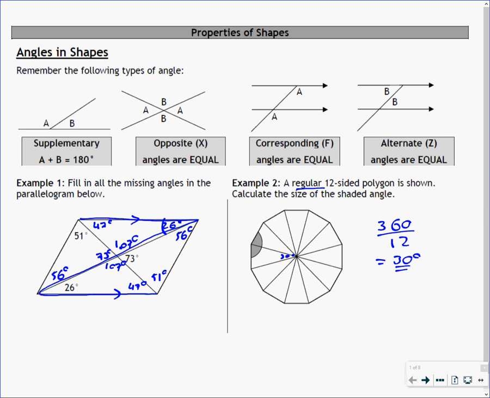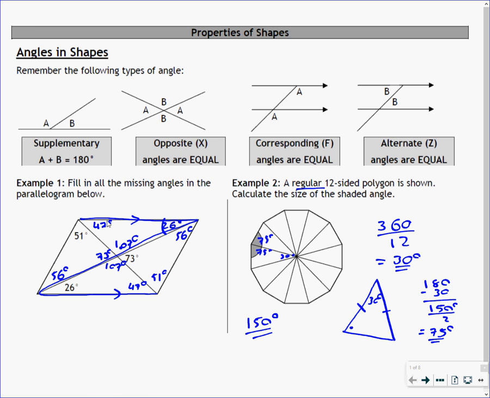So let's look at one of those triangles separately. So if this angle here is 30 degrees, and we know that these are the exact same size, it's an isosceles triangle, I can work out the size of this angle here. So it's going to be 180, take away 30, which is 150 degrees. Then divide that by 2, so we get 75 degrees. So that angle there is going to be 75, this will be 75, so altogether that's going to give me 150 degrees. Okay?